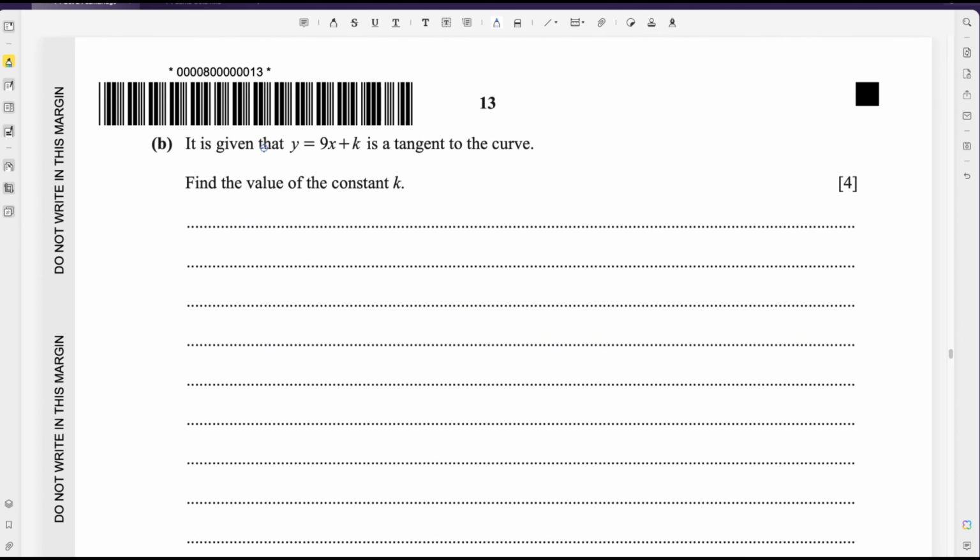Second part: it is given that y equals 9x plus k is a tangent to the curve. Find the value of constant k. We have this equation of the tangent line, y equals 9x plus k. If you compare this with the standard equation of a line, this 9 is the gradient, where gradient equals 9. So we can write here gradient equals 9.